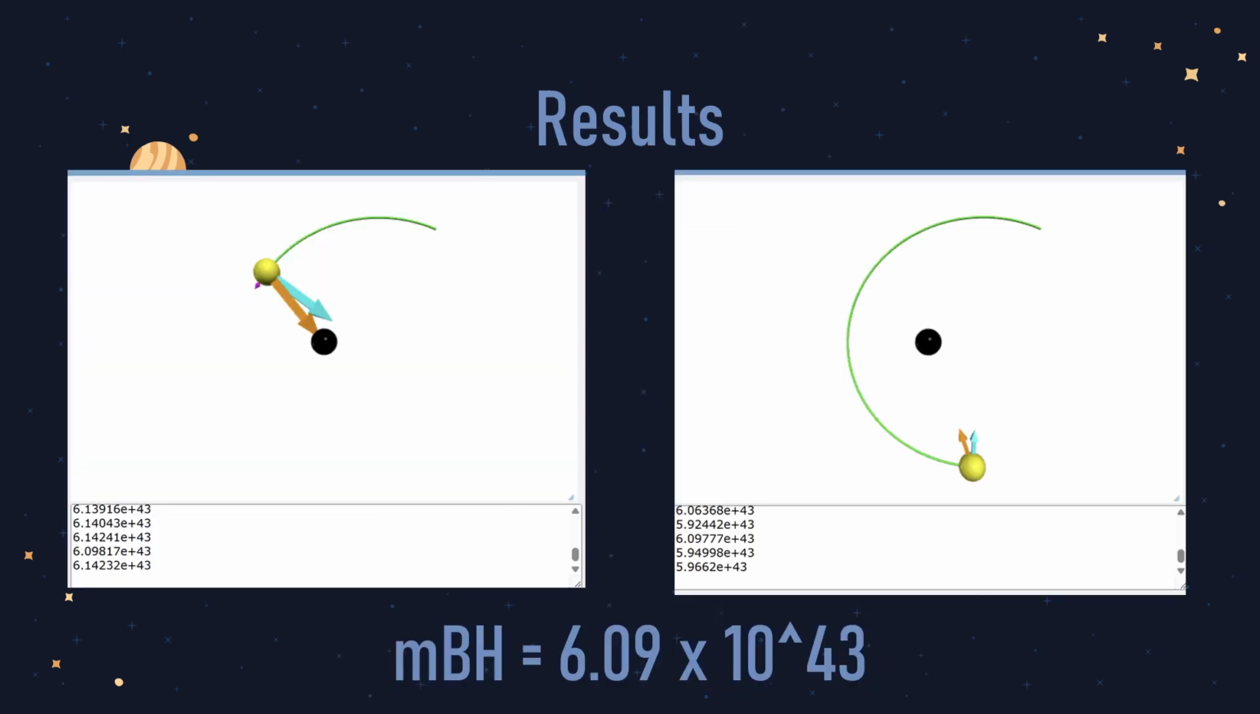Here are my results from part 1. The average of all the masses produced from the code was 6.09 times 10 to the 43rd power. We took the average because since the orbit is not perfectly circular, the mass will be slightly different at all of the different timestamps. Here are pictures for the visual representation of the net force, perpendicular force, and parallel force that is acting on the star. You can see that the orange is the net force, the cyan is the perpendicular, and the small pink one, it's very small, is the parallel force.